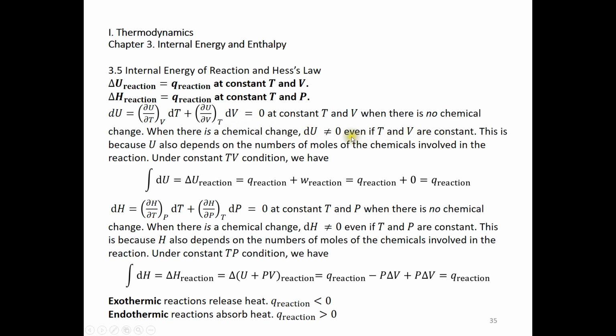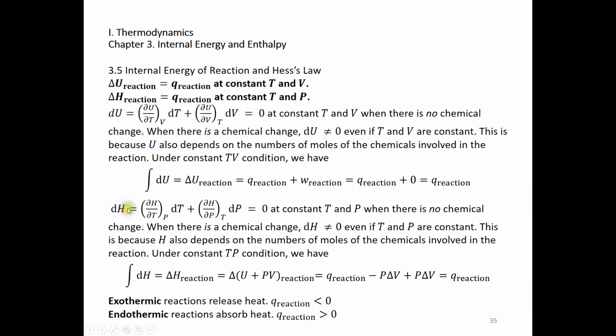This is because at the beginning we have reactants, at the end we have products. They are different. Therefore, there is some internal energy change, even if temperature and volume are constant. And if we integrate this dU, we get delta U reaction. This is equal to Q reaction plus W reaction. If the volume of the system is constant, there's no expansion, there's no compression, this part is 0, and therefore we have delta U of the reaction is equal to Q reaction.